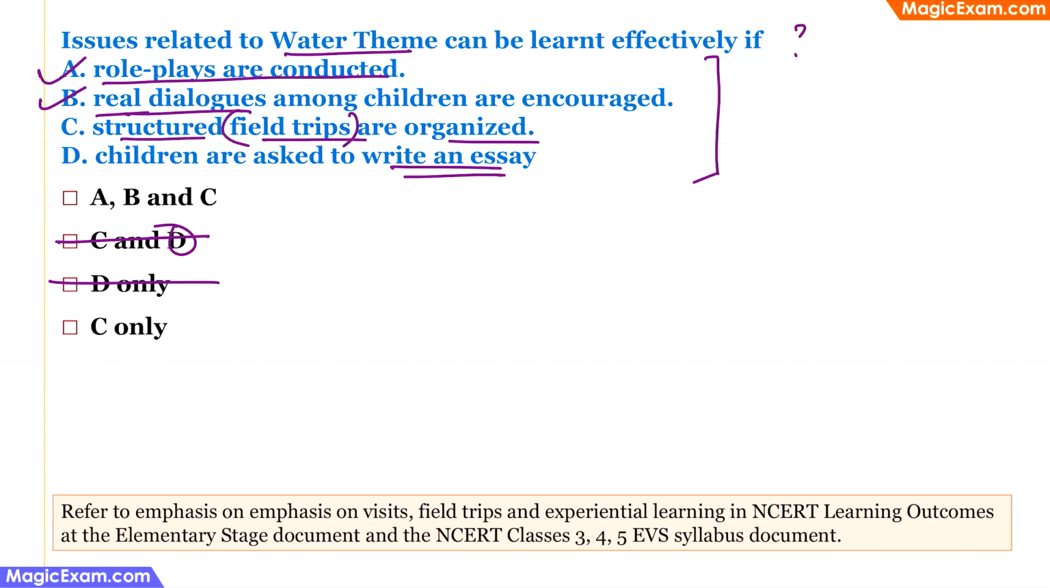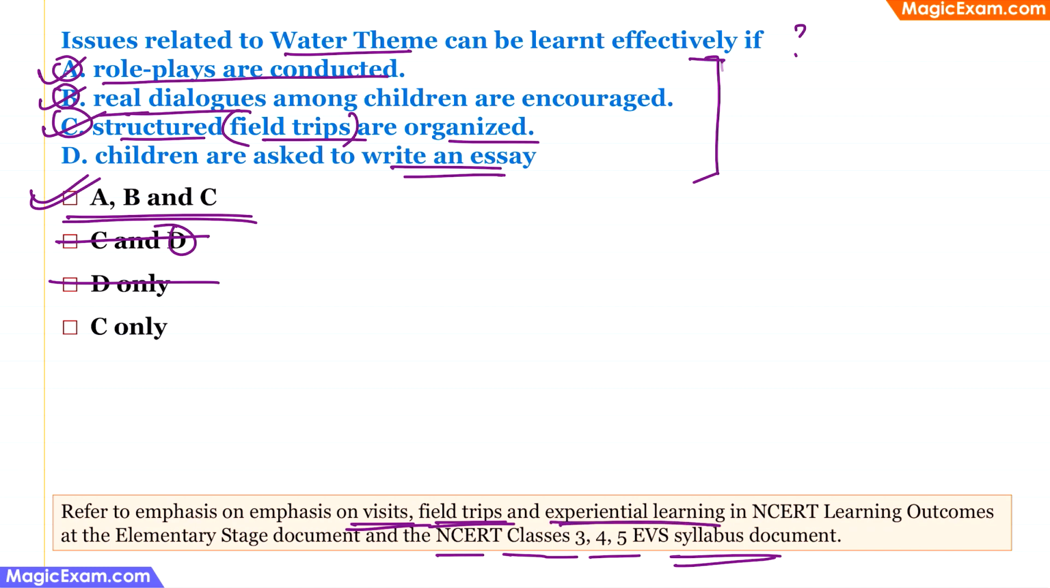Next, structured field trips are organized. Now, definitely field trips and visits are very, very important in EVS. Therefore, this is also correct. Therefore, A, B and C, all the 3 are correct. Therefore, the first option, A, B and C, has to be the correct answer. And even if we refer to the NCERT classes 3, 4, 5 syllabus document, there is a lot of emphasis given on visits and field trips and experiential learning. Therefore, the first 3, A, B and C, are correct.